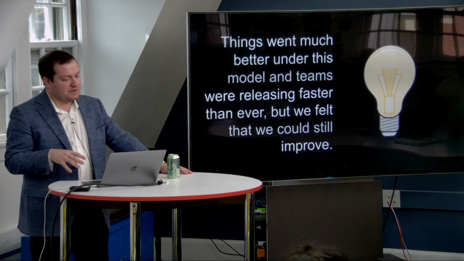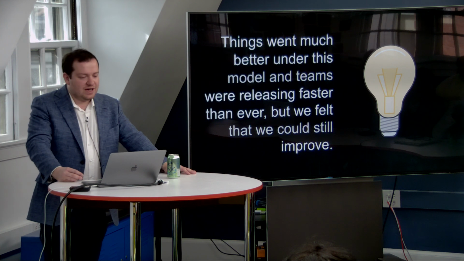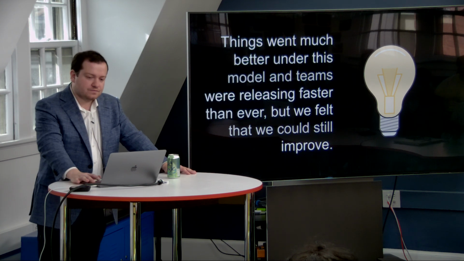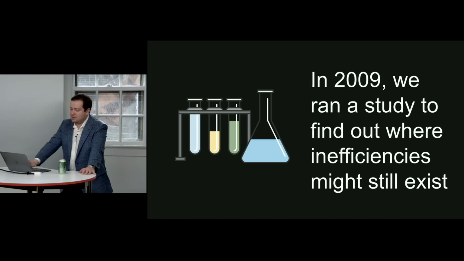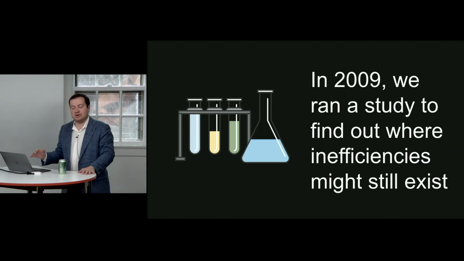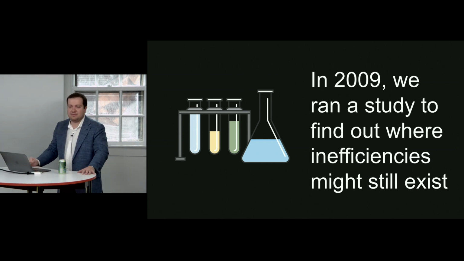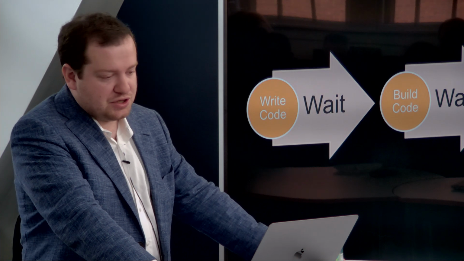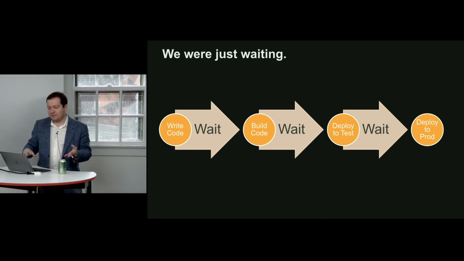And so things went much better this way, and we were releasing code faster than ever, but we still felt like we could improve. So in 2009, we ran this study. It was called Understanding Amazon Software Development Process Through Data. And we wanted to find out how long it took to go from code check-in to code being available in our production environment. This included the time that it took to build the code, test the code, and deploy our software. So we learned that this was actually taking a long time, on the order of weeks. And we actually wanted it to get down to hours and not weeks. Hours or minutes, actually.